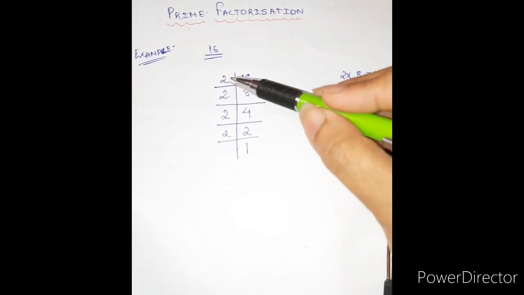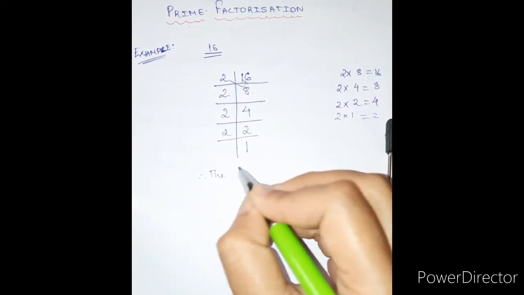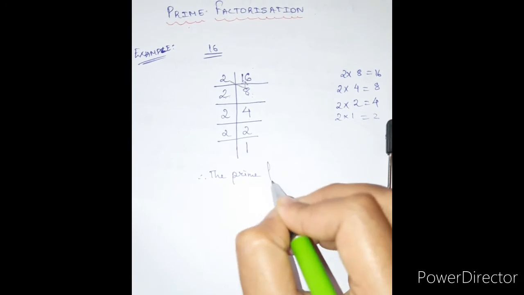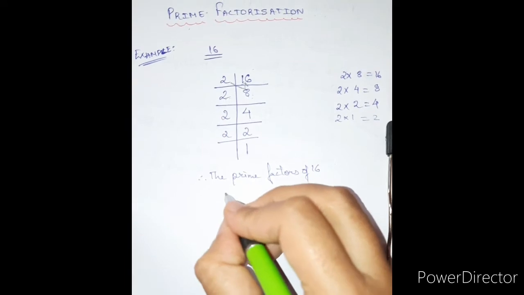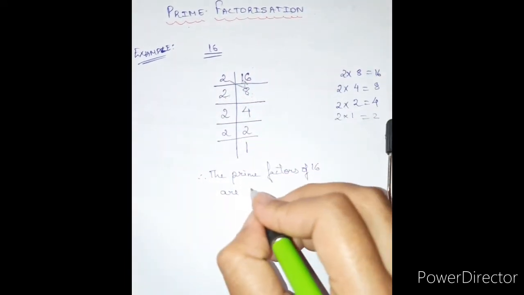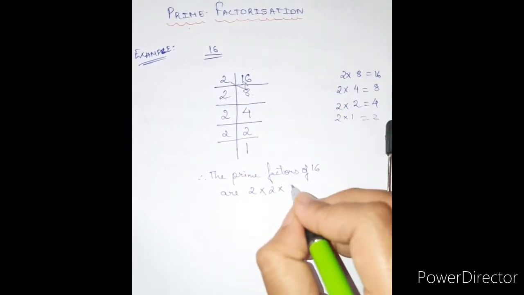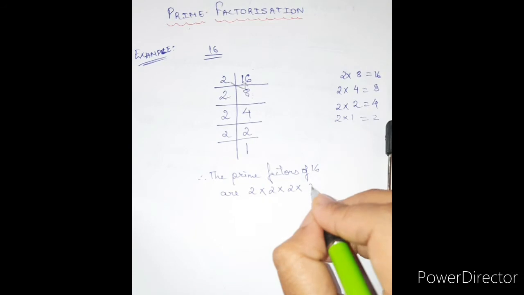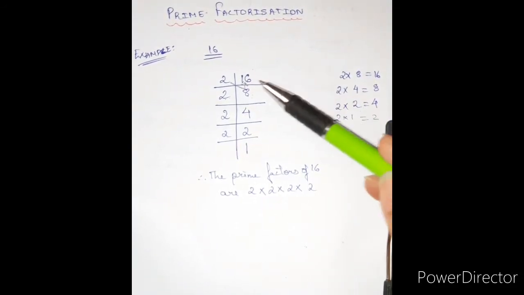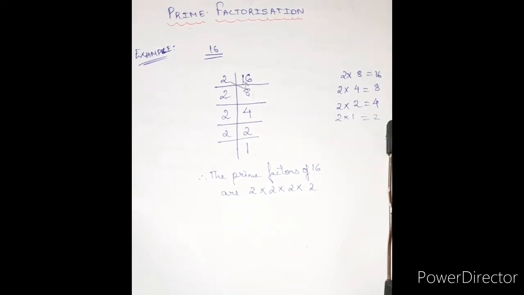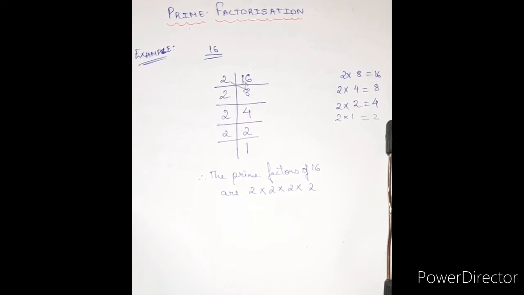We have got 4 steps, 1, 2, 3, 4, all have 2 in it. So I will write the prime factors of 16 are all these. Write down 2 multiplied by the second 2 multiplied by the third 2 multiplied by the fourth 2. Now if you multiply, 2 2s are 4, 2 2s are 4, 4 4s are 16. Are you getting your number back? Yes, 16 is coming back. So we have finished our prime factorization for 16 properly.